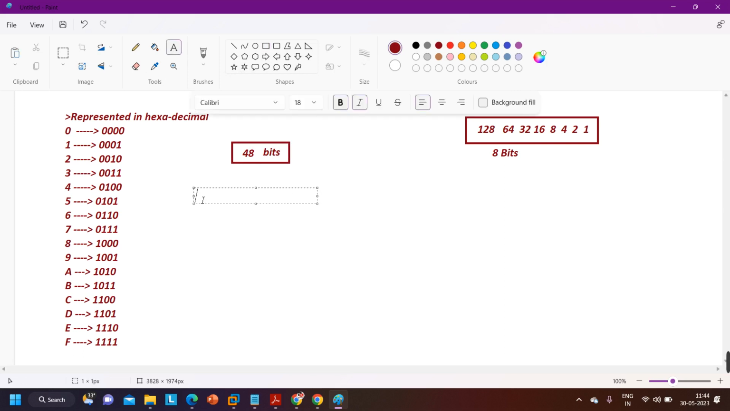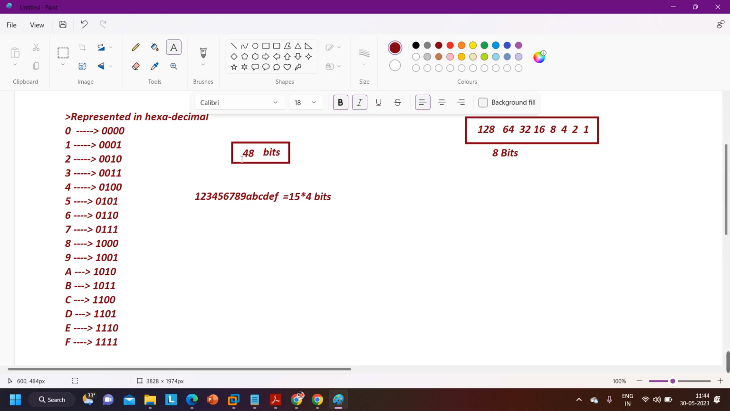See, if I have an address like 1, 2, 3, 4, 3, 4, 5, 6, 7, 8, 9, A, B, C, D, E, F, how many characters are there? 15 characters are there. Yes or no? And each character carries how many bits? 4 bits. So what is the total size of this address? It is 15 times 4, 15 multiplied by 4 bits.